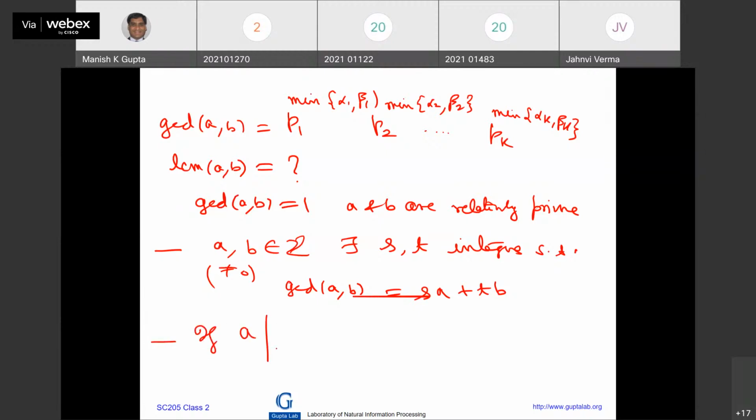If A divides B times C and GCD of A and B is 1, then A divides C. If A divides the product of two numbers B and C, and GCD of A and B is 1, then obviously A will divide C. This is something not very difficult to observe.